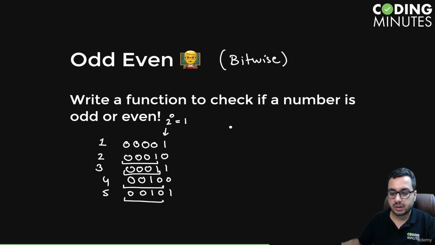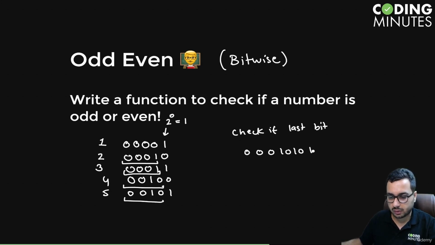So what we need to do is check if the last bit is 1 or not. Let's say we have some number 0 0 0 1 0 1 0 1 1. What we can do is do the AND with this one. So what is this one? This one is nothing but 0 0 0 0 0 0 0 0 and 1.